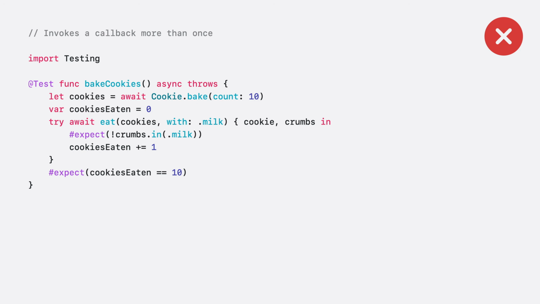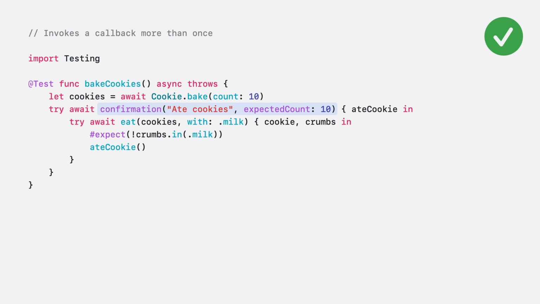If the code you're testing may invoke a callback more than once and you need to test how many times it is called, you can use a confirmation instead. By default, a confirmation is expected to occur exactly once, but you can specify a different expected count. I'm baking and eating 10 delicious cookies, so I expect this event will occur 10 times. You can also specify 0 if the confirmation should never occur during testing. Swift concurrency is a powerful tool in your production code and in your tests. Get faster results by running your tests in parallel, and use async await, continuations, and confirmations to ensure your test code runs correctly in a concurrent environment.